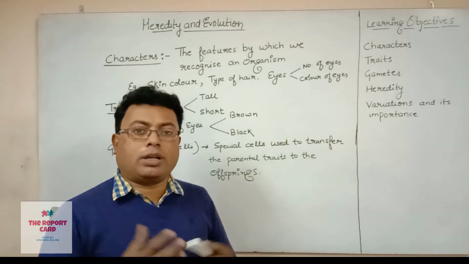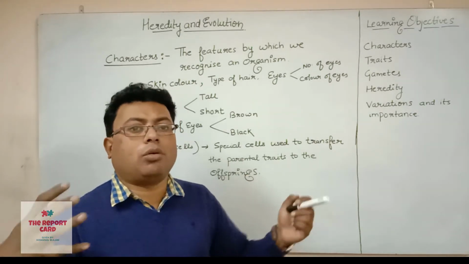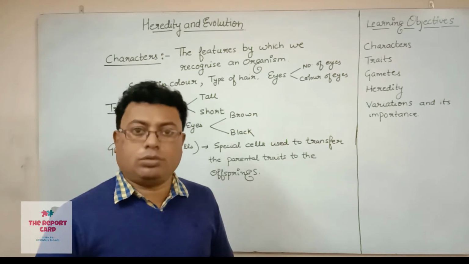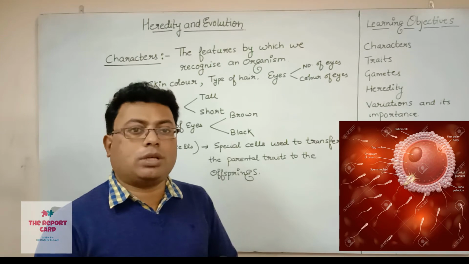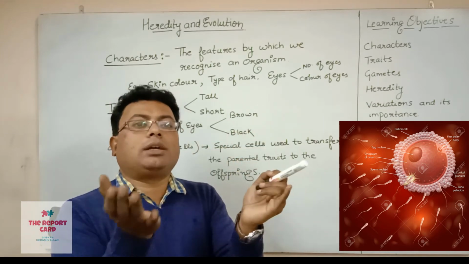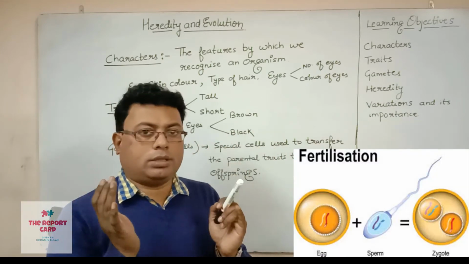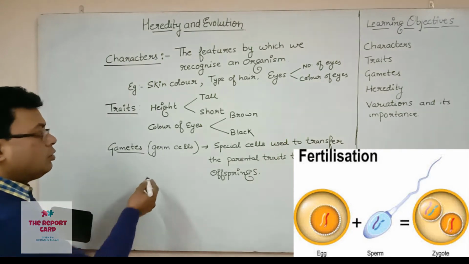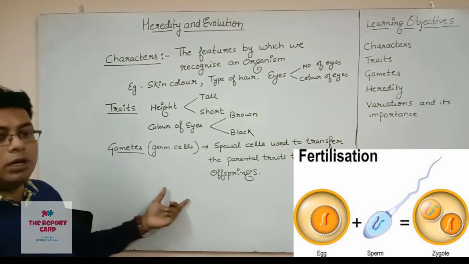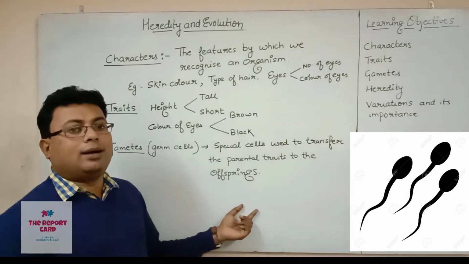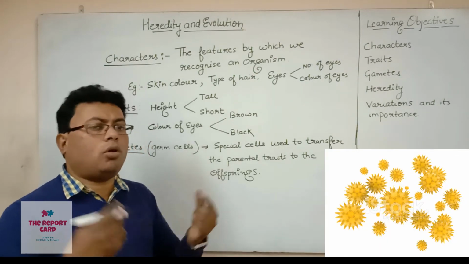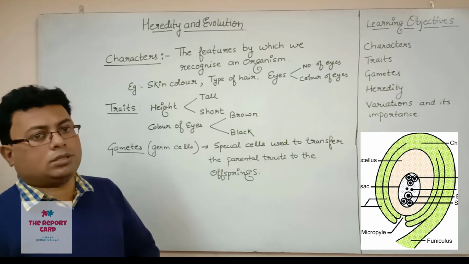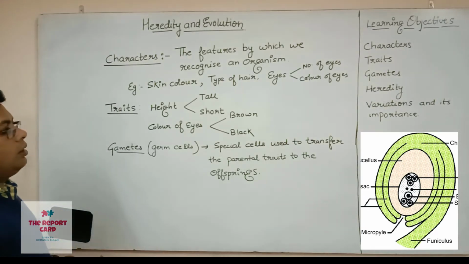So during fertilization, these gametes carry all the information related to the traits, and then the gametes fuse and form a zygote. The zygote contains all the traits. And you know the gametes: sperms, egg cells, pollen grains, ovules, these all are gametes.